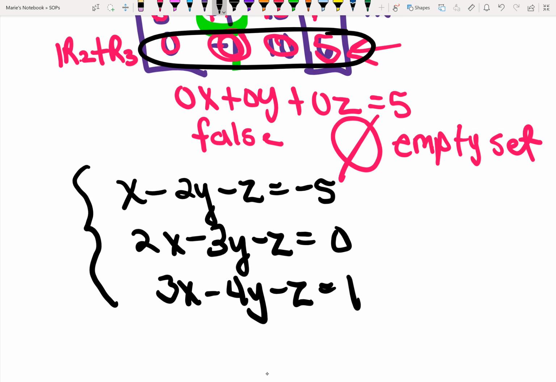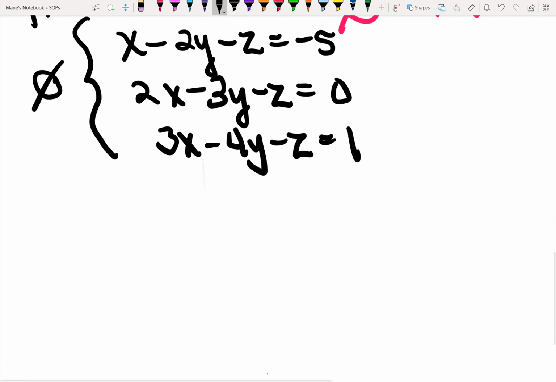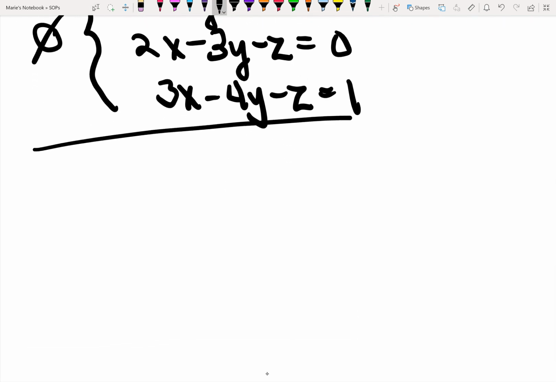All right, so you go ahead, you take a moment, try that one out and see if you reach the same result. The solution is that it is an empty set, and that would be your solution or your answer. All right, and let me hop over to number 2, and you can try this at another time.